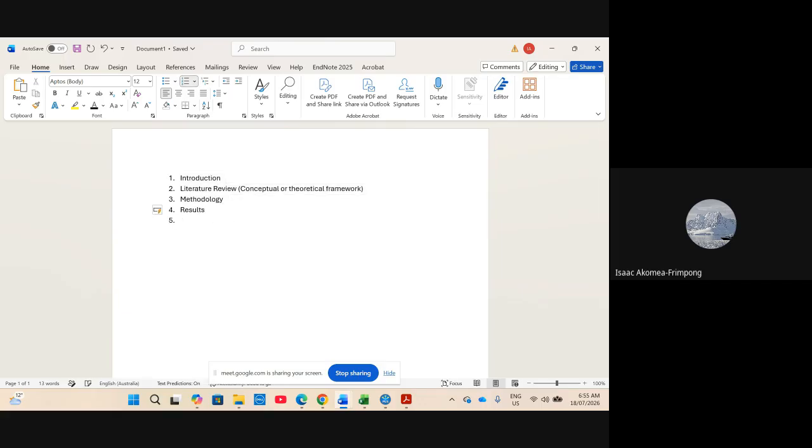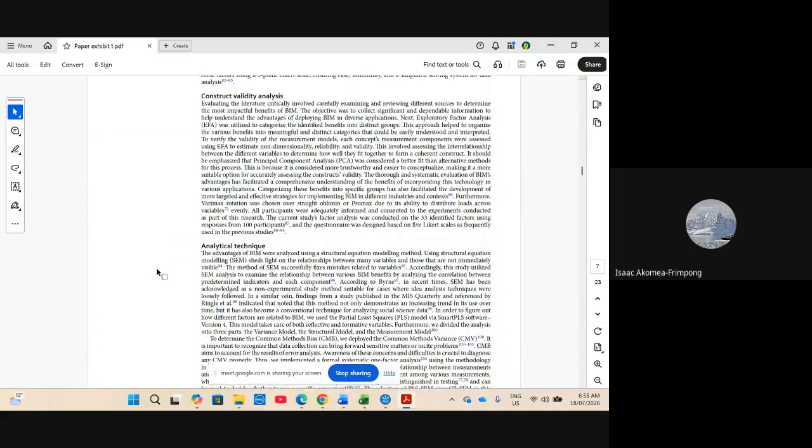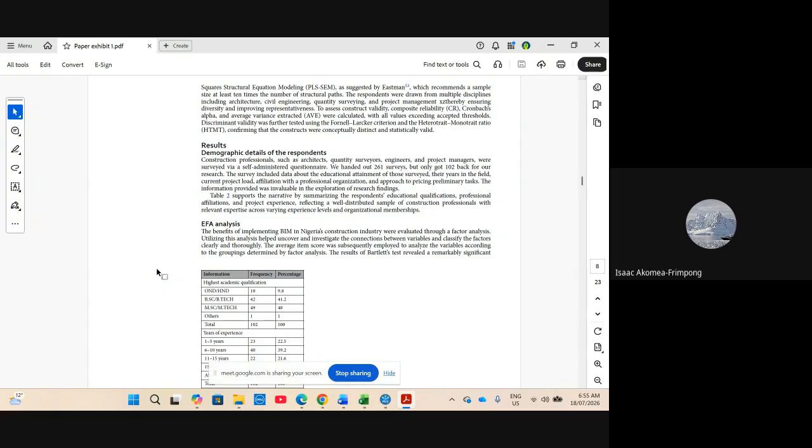So what do you have to put in the results? So in the results section, these are the things, take note, these are the things that you have to put in. Give us the profile of the respondents. So give us a brief overview of the respondents. I hope you get what I'm saying. So let me take you here. Give us a brief overview of the respondent.